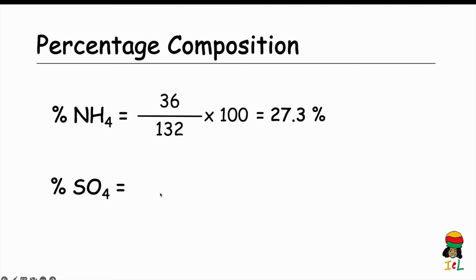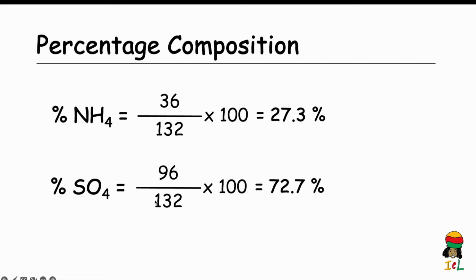For the sulfate ion, it will be 96 divided by 132 multiplied by 100, which gives the percentage composition for the sulfate as 72.7%. Since this comprises all the ions within the compound ammonium sulfate, the percentage composition of both should add to give 100%.